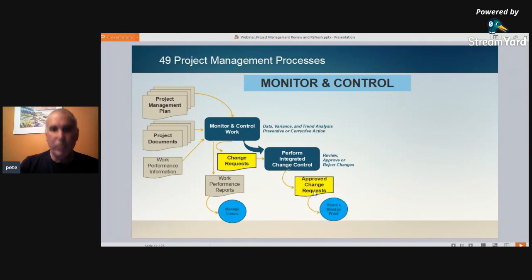And those become our approved change requests that we referred to in the previous slide, direct and managed project work. Once they're approved, they become part of our baseline. Okay? Once they're approved, they become part of your project management plan, part of your baseline. They are now fully authorized.